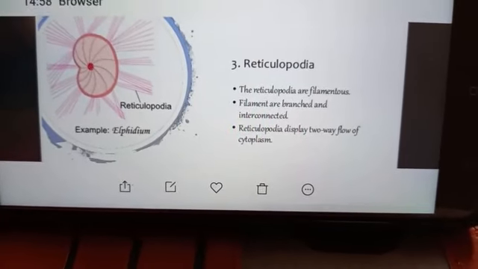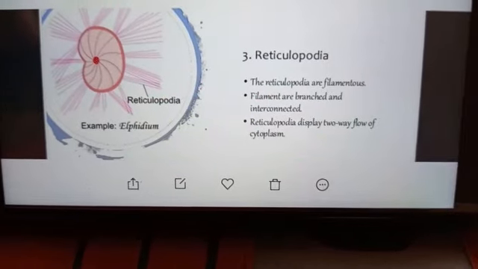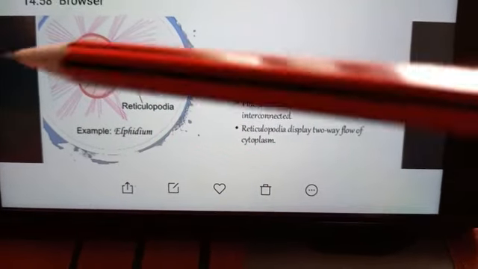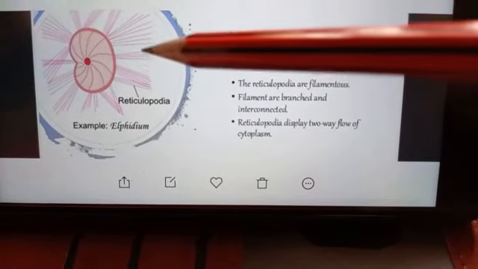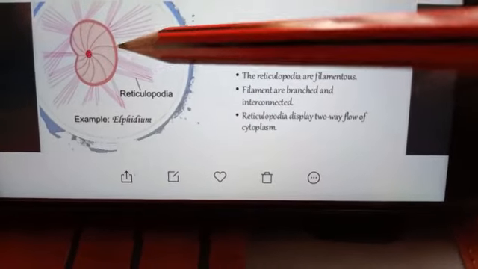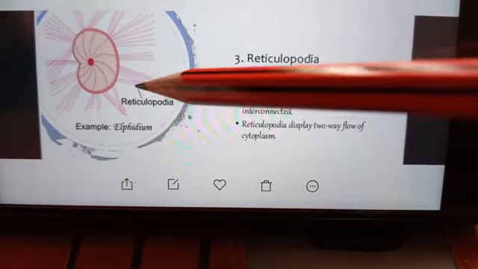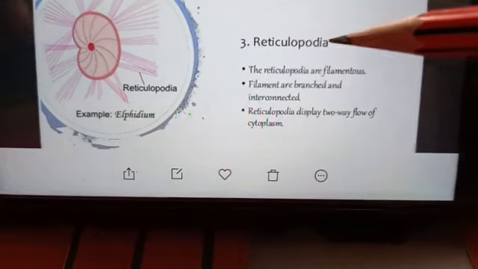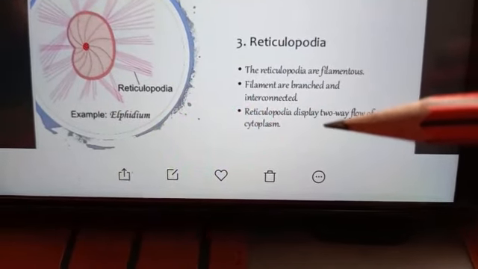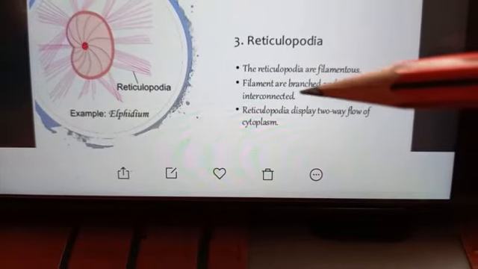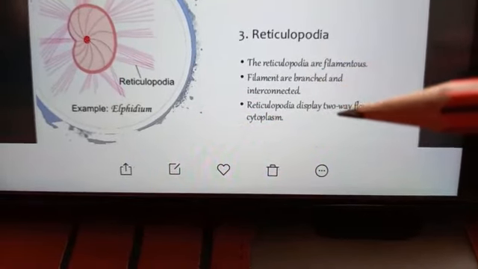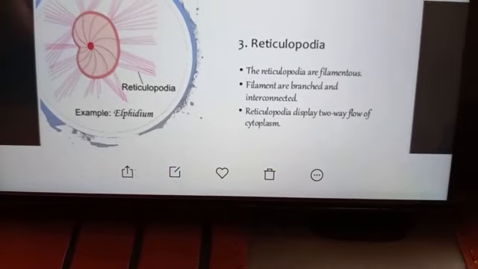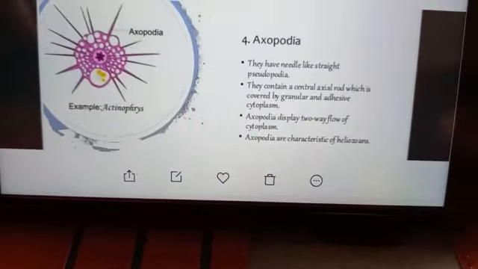Now here you can see the reticulopodia. The example given here is Elphidium, this is the reticulopodia. These are filamentous structures which form a sort of network. That's why we use the term reticulopodia. The filaments are branched and interconnected, and they display two-way flow of cytoplasm. So let's move on to the next one.